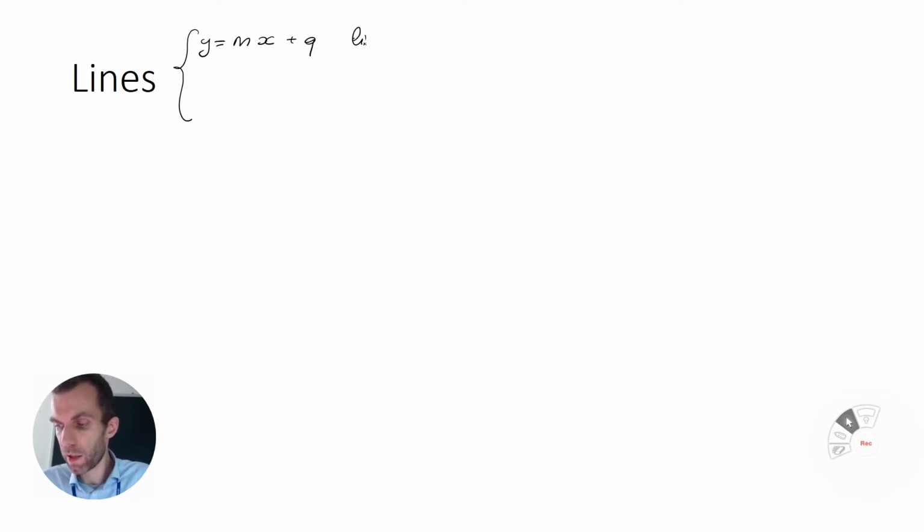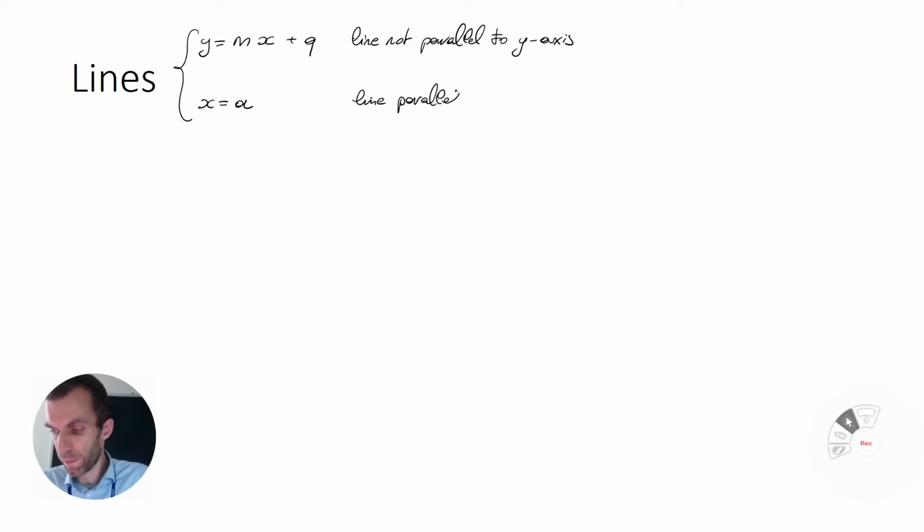That's for a line that is not parallel to the y-axis. And then on the other hand, there's x is equal to a, for a line that is parallel to the y-axis. And in this first equation, m is called the slope. So it tells you how quickly the line goes up or down. And the q is the intercept, which tells you where it meets the y-axis.